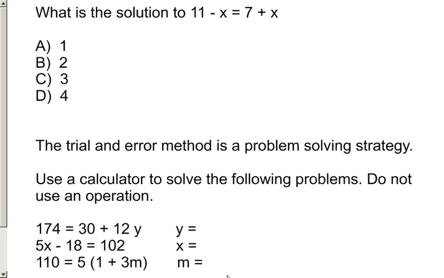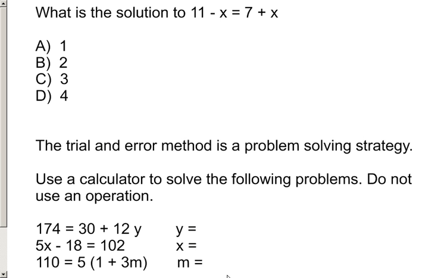I've given you a couple of examples here where you can use a calculator to solve the problem, but I don't want you to use the operation. So in other words, 174 equals 30 plus 12y. I want you to solve for y, but I want you to use trial and error. So you may have y equal to 5 and see if that is a solution.